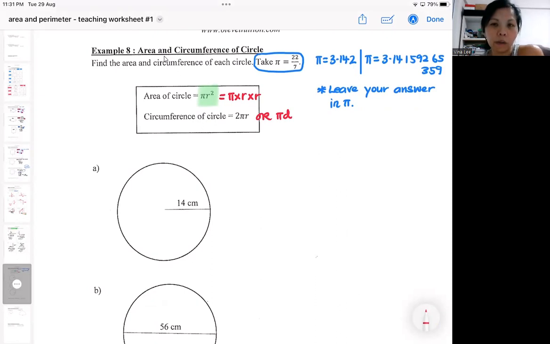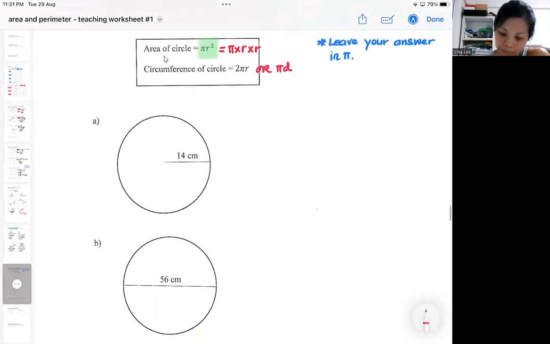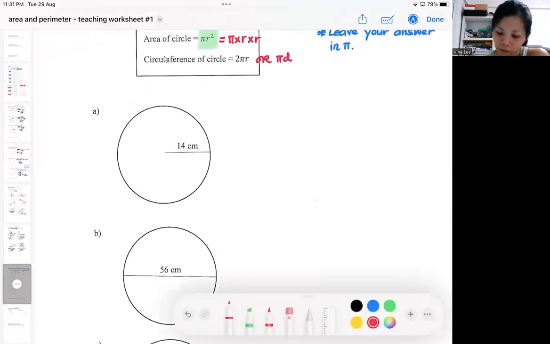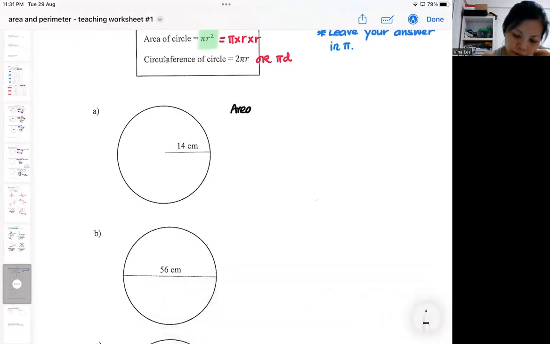I will be demonstrating how to get the answer if it's leaving it in terms of pi, or if we got to press up. Usually I will present it in this way. In this question, we're supposed to find the area and the circumference. Again, make sure you label. I'm going to find my area first. This is the radius. According to the formula, it is pi 14 squared. Pi r squared.